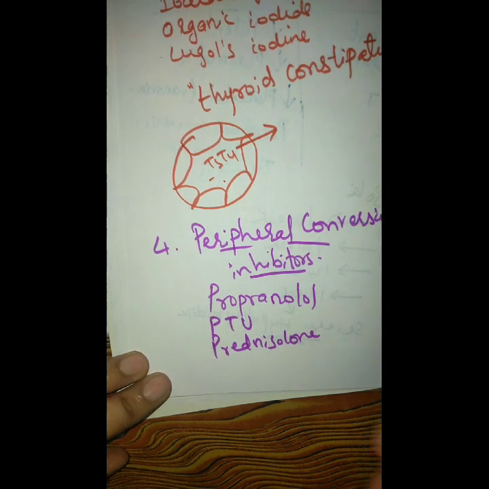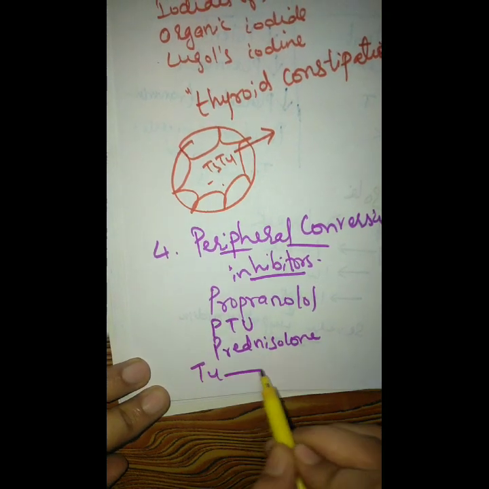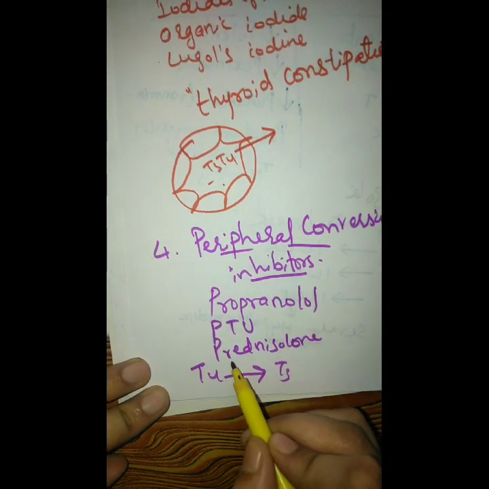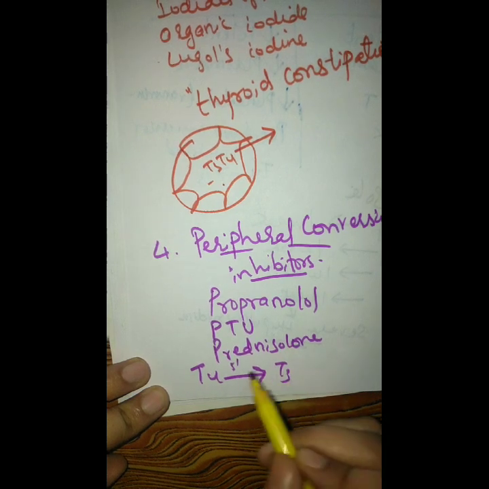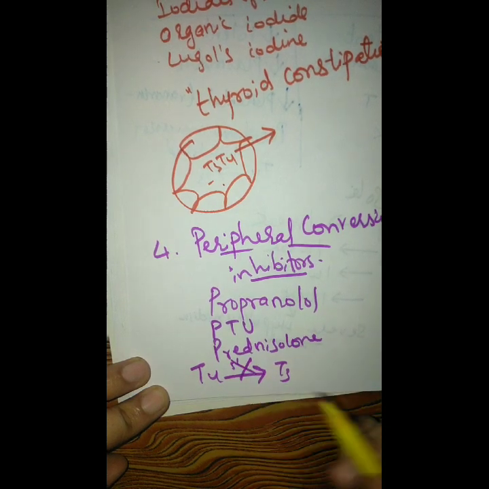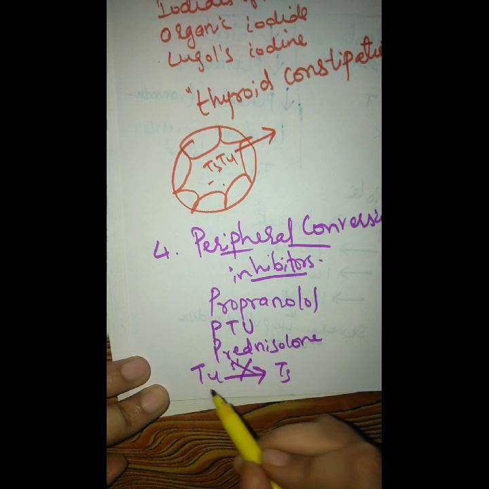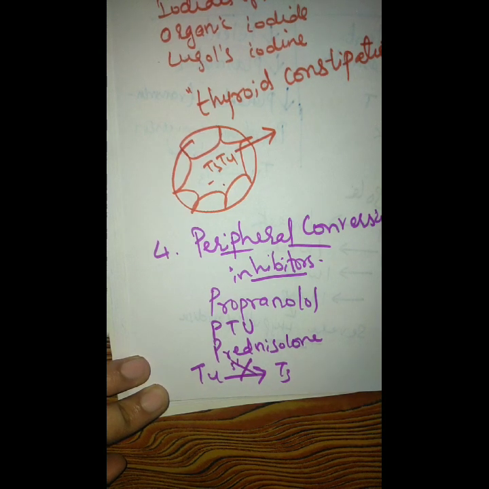So the mechanism of action is quite simple. T4 is converted into T3 by the enzyme 5' deiodinase, and these agents mainly act by inhibiting the enzyme 5' deiodinase, and therefore the conversion of T4 to T3 is inhibited. Very simple mechanism of action as such.